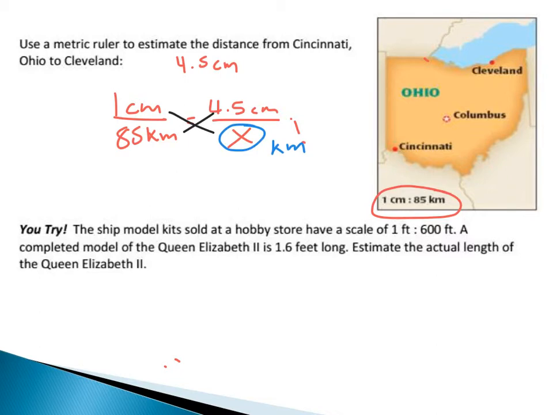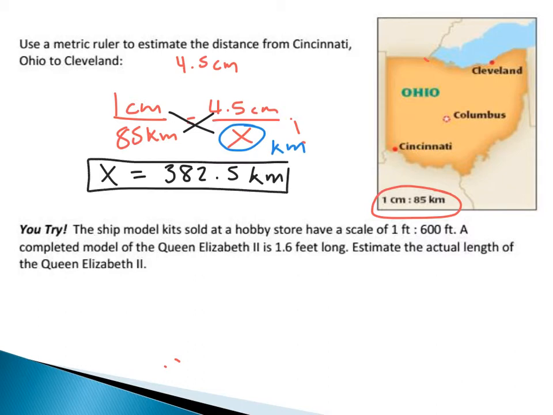We just learned about cross products. So I'm going to take, for example, 1 times X. So 1 times X is going to give me X, and that's going to equal 85 times 4.5. Plugging that into your handy dandy calculator, what you get is that X is going to equal 382.5 kilometers. And notice when we do that, we have solved for X using that scale model. So the distance from Cincinnati to Cleveland is 382.5 kilometers.